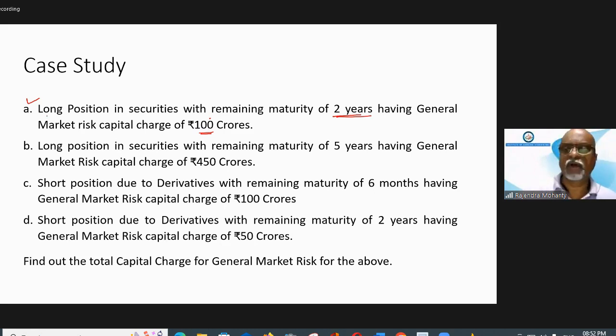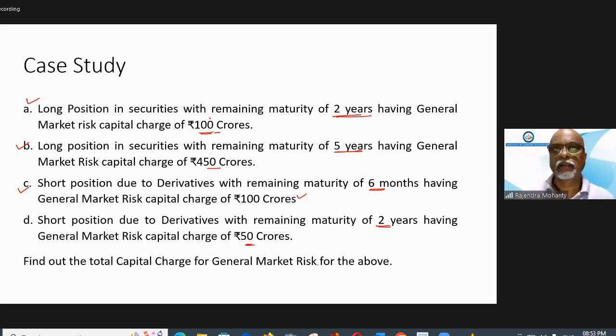So one position is a long position of remaining maturity of 2 years having general value 100 crore. Second is also a long position in a security with remaining maturity of 5 years, where 450 crore is the capital. Third is a short position due to derivatives with remaining maturity of 6 months only, where 100 crore is the capital. Fourth is a short position due to derivatives with remaining maturity of 2 years, general market risk say 50 crores. This is the position you have. Now find out the total capital charge for general market risk.